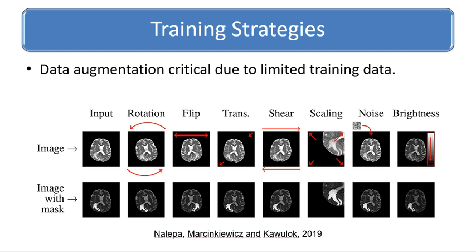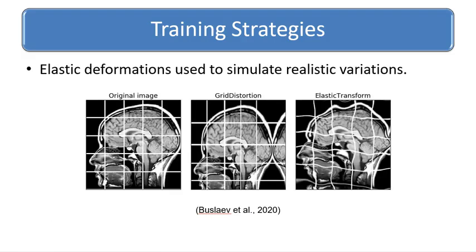This slide shows common augmentation techniques used in training deep learning models for medical image segmentation, such as rotations and flips, which help the model learn invariance to orientation, translation and shearing, and also scaling, which simulates different anatomical positions and sizes, adding noise to simulate acquisition variability, and adjusting brightness to mimic scanner differences. These augmentations are applied both to the original image and its corresponding segmentation mask to maintain label assignment.